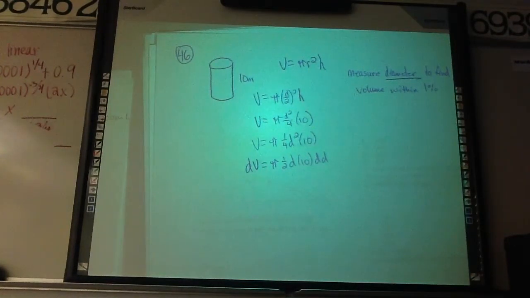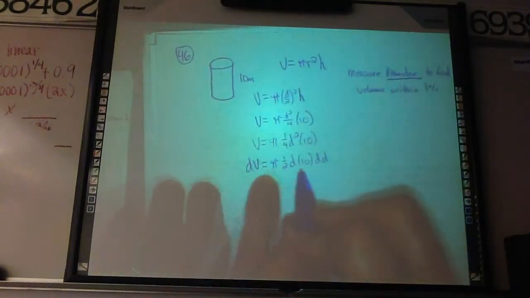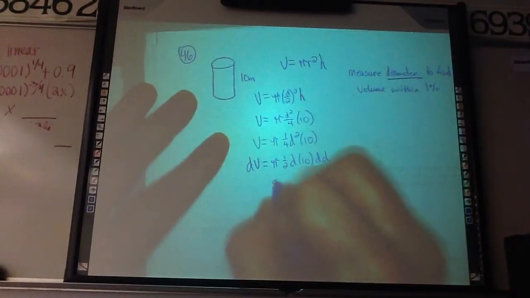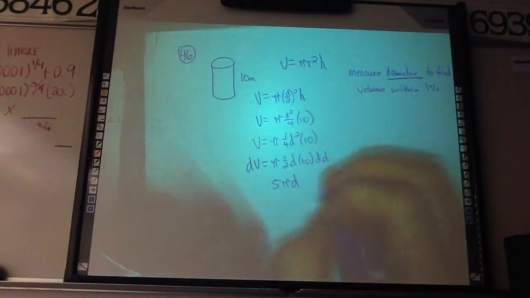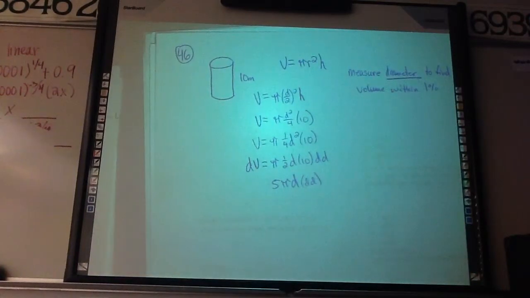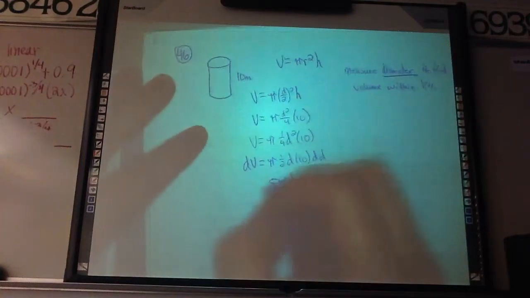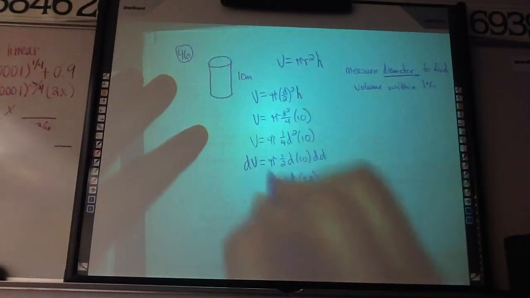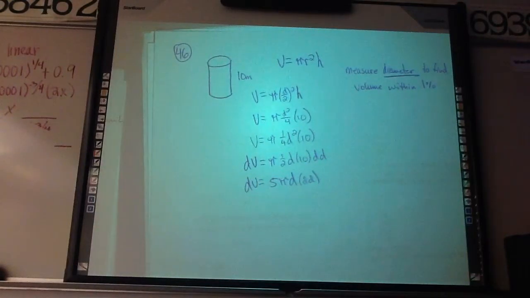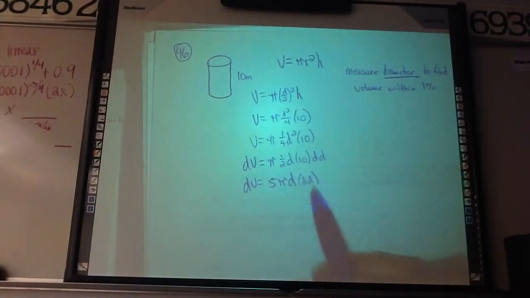Can you move the 1/2 in front of the pi? Yes, it's all multiplication. 10 times a half is 5, so it's 5 pi D times dD. So our change in volume will equal 5 times pi times the diameter times the change in diameter.